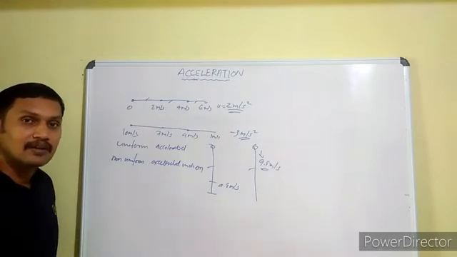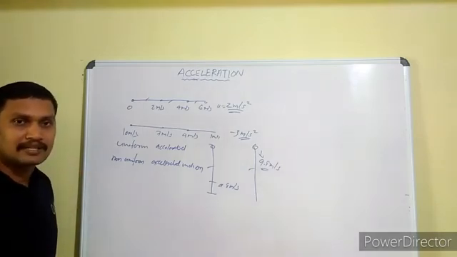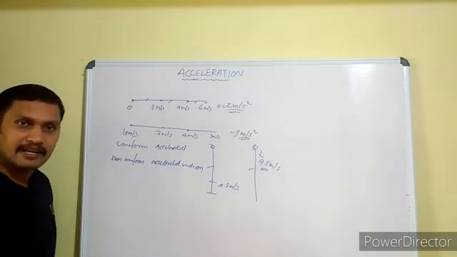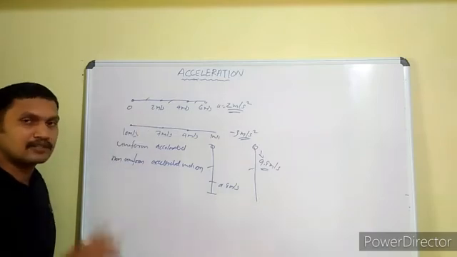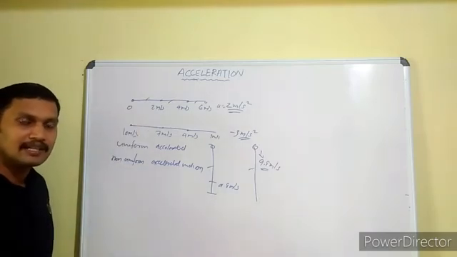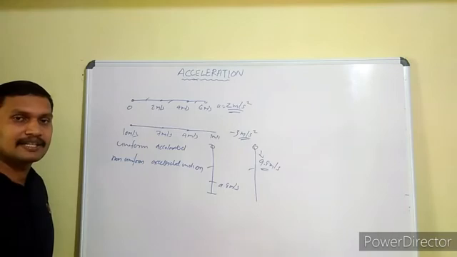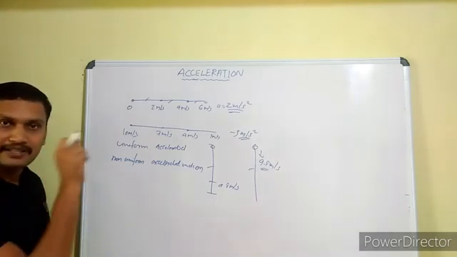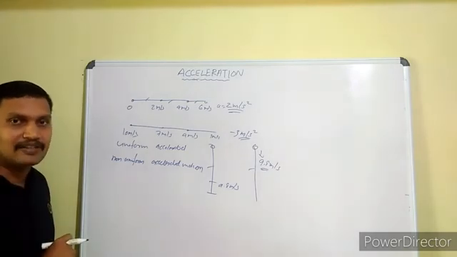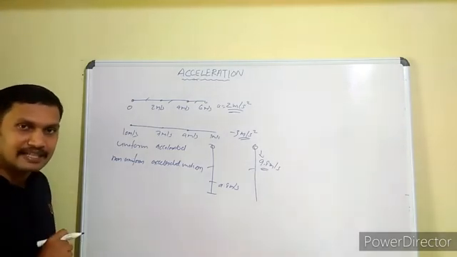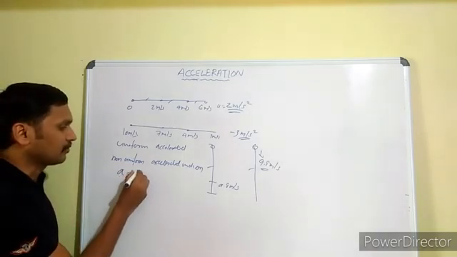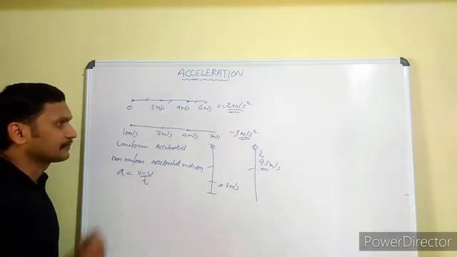So acceleration is a vector quantity, like velocity. The direction of acceleration is the same as the direction of velocity. And we wrote an expression for acceleration: a equals v minus u by t. Here a is acceleration, v is final velocity, u is initial velocity, and t is time.